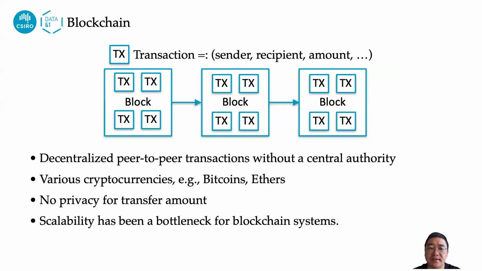However, blockchain does not provide transfer amount privacy and has poor scalability. Scalability refers to the processing capacity of transactions within a specified time frame. Privacy and scalability used to be the two major bottlenecks of blockchain systems. After 2013, the emergence of confidential transactions addressed the privacy issue.